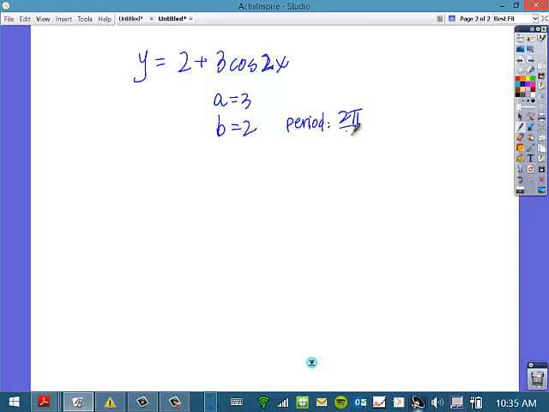All right. What about y equals 2 plus 3 cosine of 2x? So my amplitude is 3. B is 2, right here. B is 2. So my period is going to be 2 pi over 2, which is pi. So when I go split that into my 4 pieces, each piece will be pi over 4.